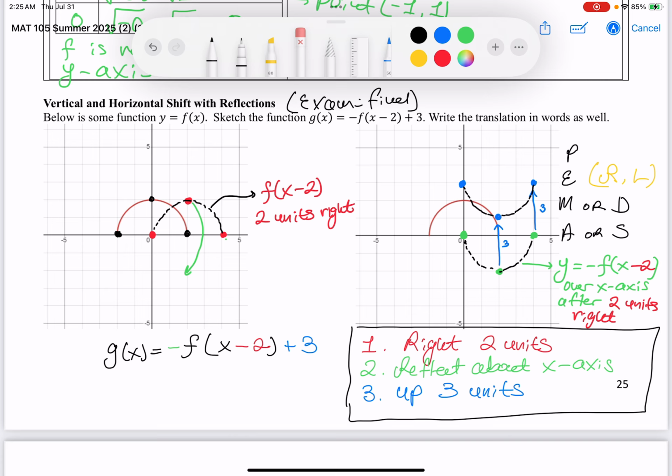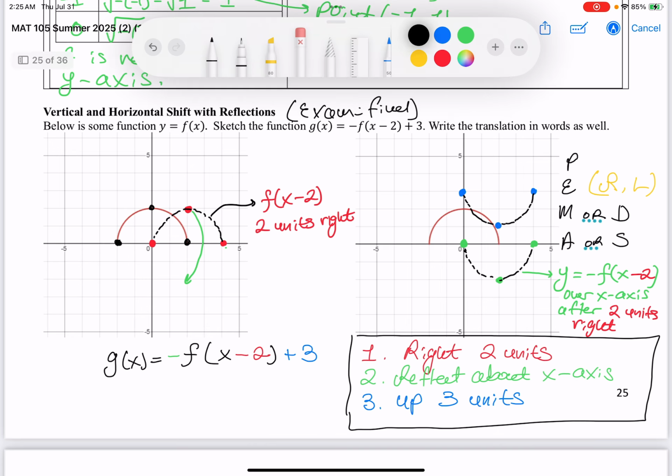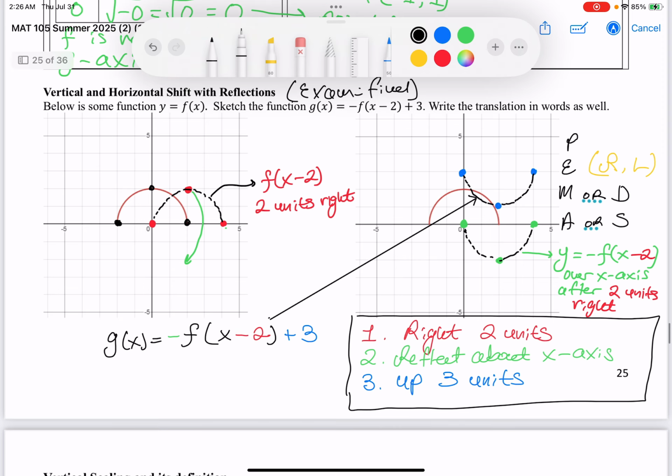I'm going to erase the blue lines because I don't need them no more. And there we go. And it's already beautifully written here. So I'll point the arrow right there. And that's our final answer. That is g of x. That graph there is function g of x.